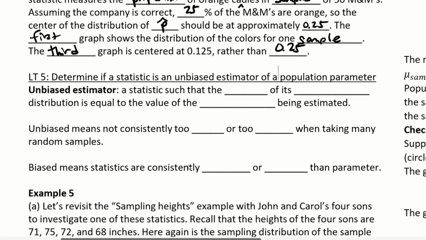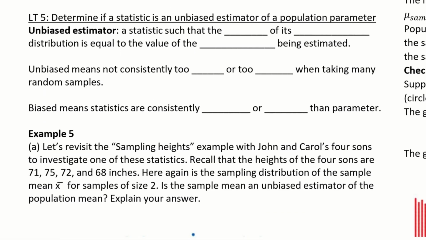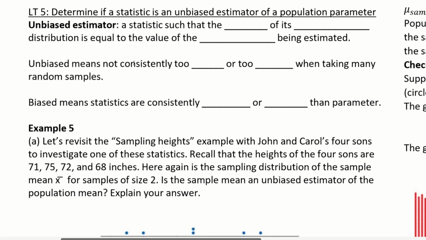All right, so learning target number 5 states: determine if a statistic is an unbiased estimator of a population parameter. So now we know what a sampling distribution looks like. And so now what we want to do is determine if the statistic that we calculate, whether it's p hat or whatever, is unbiased. We know that p hat is supposed to estimate p, and that X bar has to estimate mu, things like that. But is it unbiased? So what is an unbiased estimator?